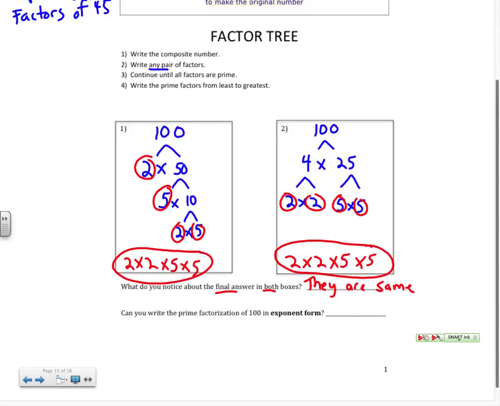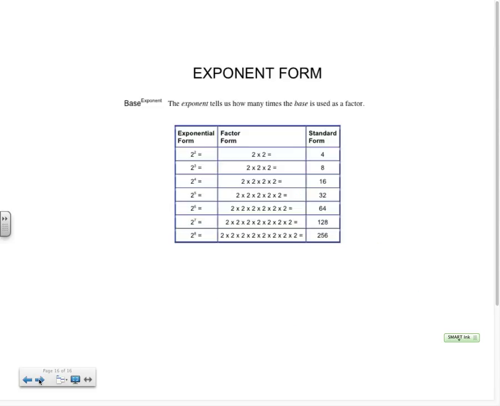Then my final question, can you write the prime factorization of 100 in exponent form? To do that, you would have 2 to the second power. That means 2 times 2 is 4 times 5 to the second power. That means 5 times 5 is 25. If you are trying to remember what exponent means, go ahead and turn your page, and here's a little chart on what exponent means.